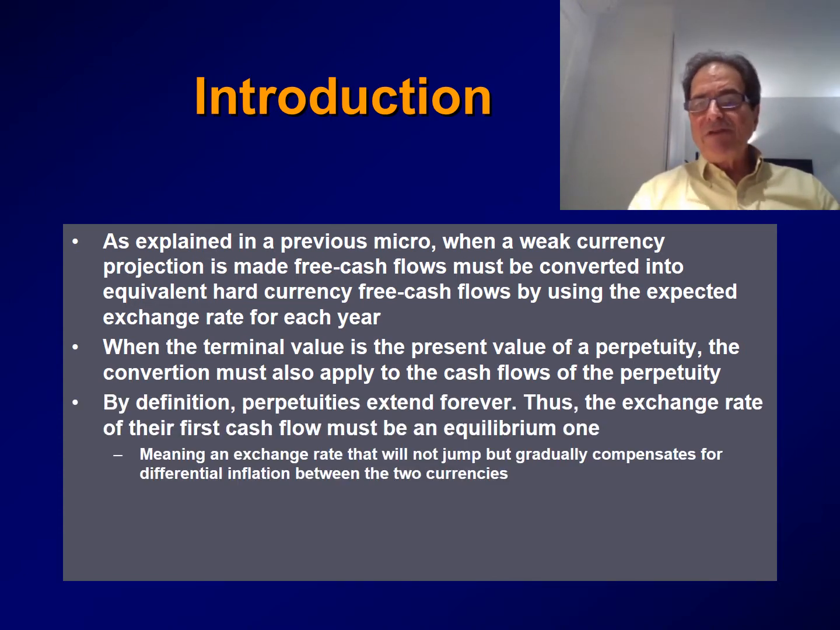We know that by definition, perpetuities are forever. Thus, the exchange rate of the first cash flow of the perpetuity must be an equilibrium one, meaning that this exchange rate must be consistent with the differential inflation between the weak currency and the strong currency.